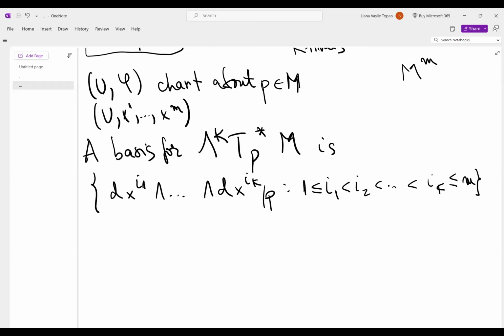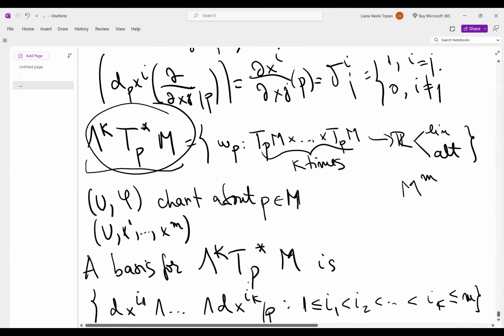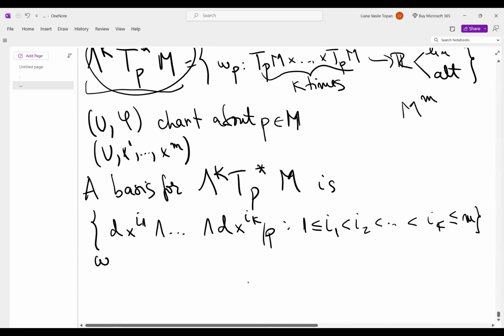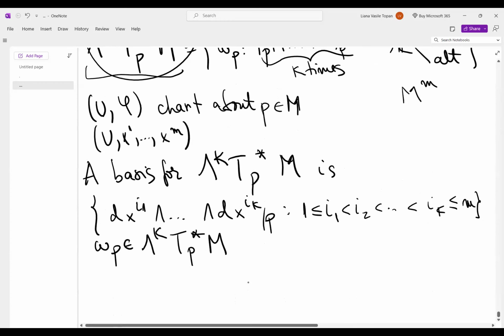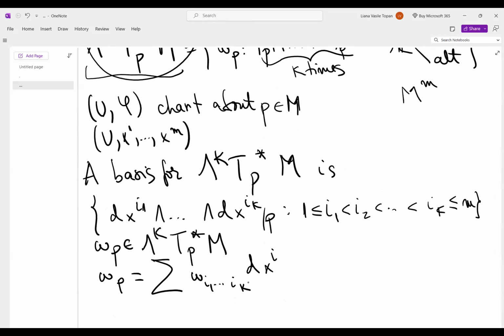So this means that an element here will be of the form. So if this map is here, it's a map, right? So this alternating k form on TPM will be of the form, can be written uniquely as a sum, right, of some coefficients here. We have some coefficients. These are smooth functions, times dx i1 wedge up to dx ik at p, right, where this sequence is increasing.